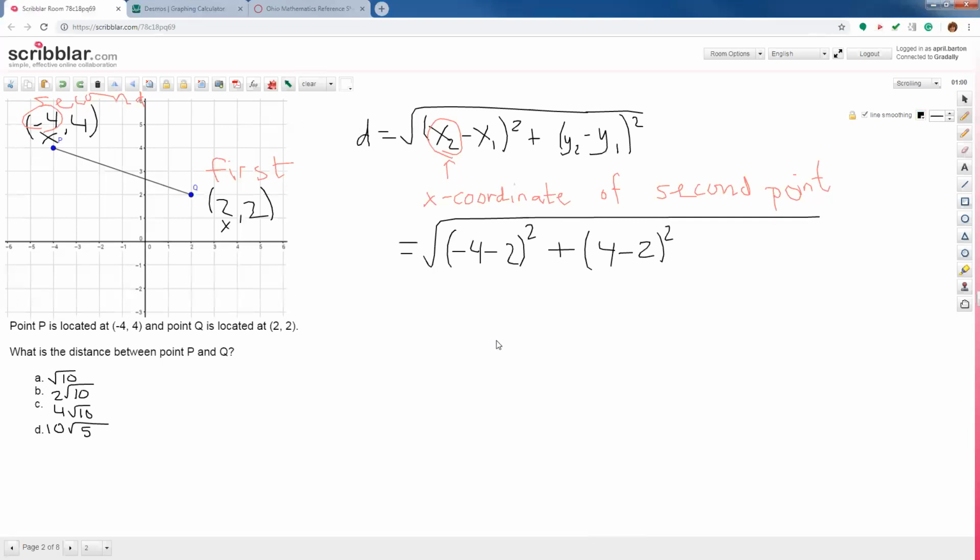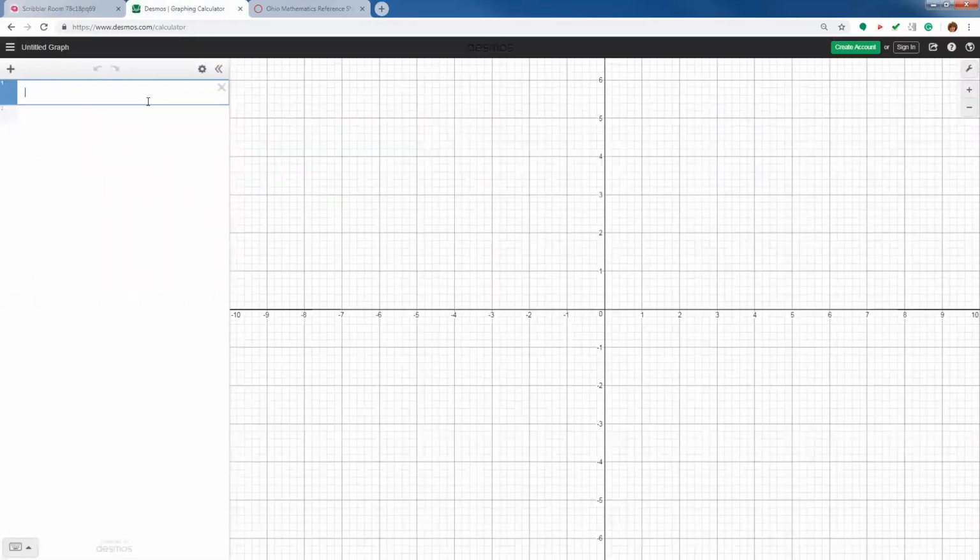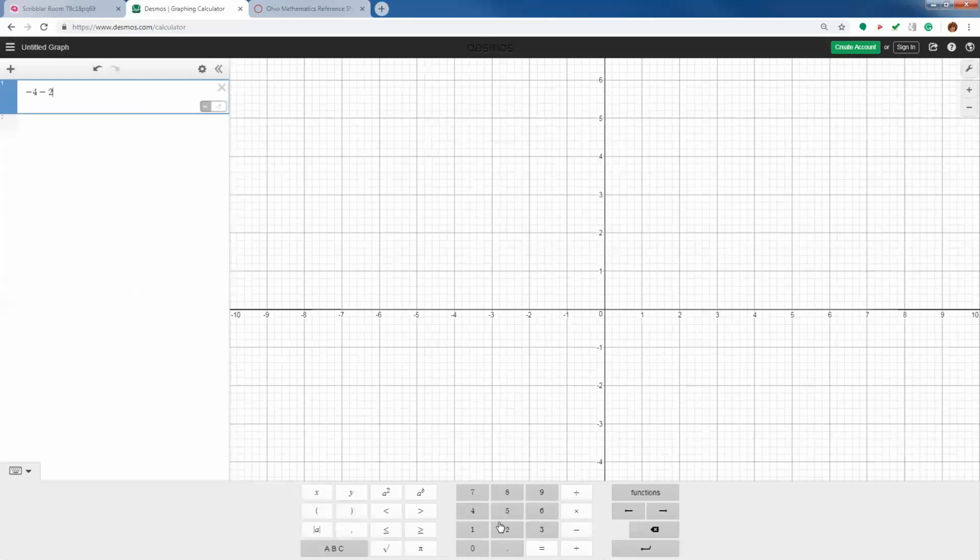So now we need our calculator. Some of it you could do in your head, some of it you won't be able to. So in our calculator, we still have to follow order of operations. We would have to do what's inside the parentheses here first, the -4 minus 2. And I just used the keyboard. You could also use the buttons down here. So like the next one, on the next line, I would do the 4 minus 2. Those were the y values. So we got -6 for the first answer and 2 for the second answer.